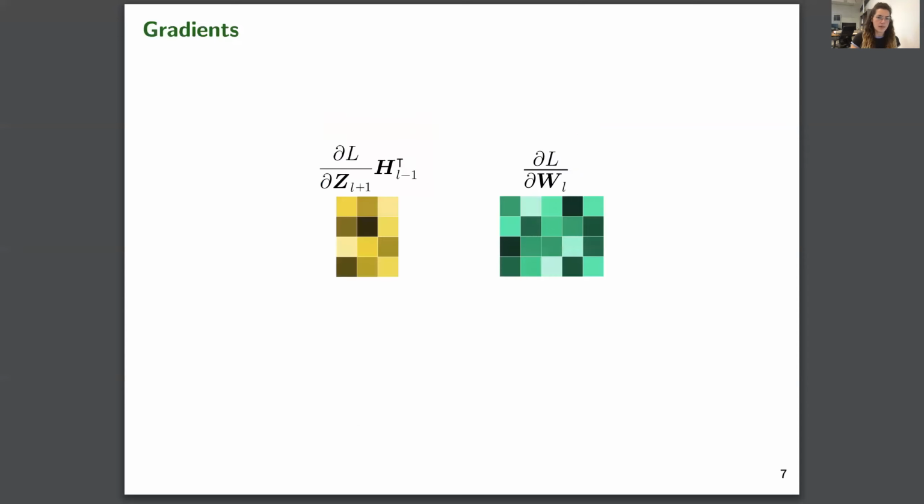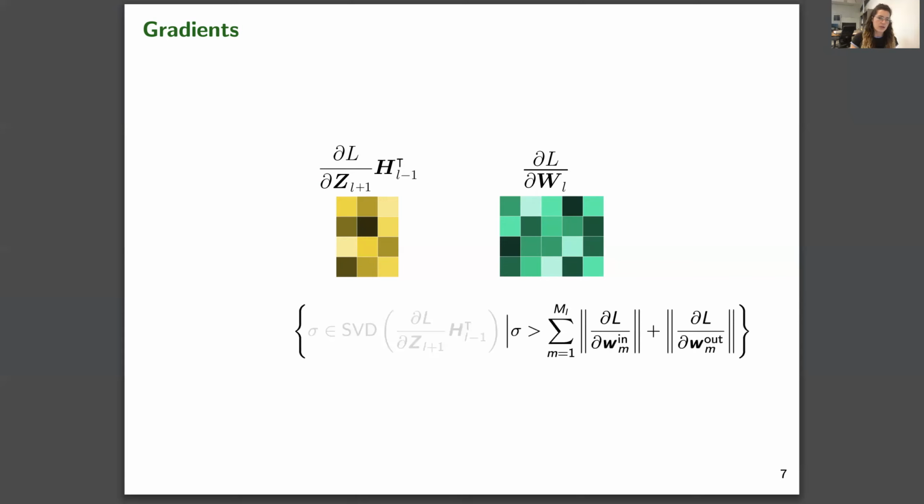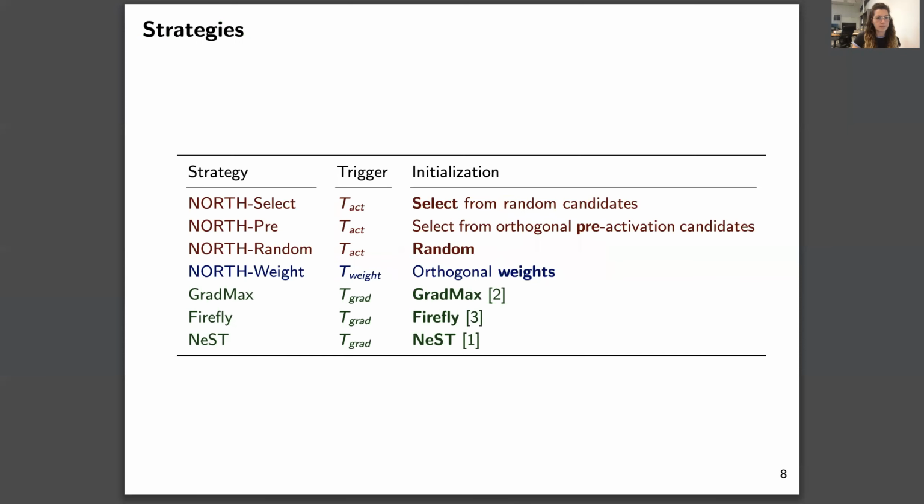In order to compare our dynamic neurogenesis strategies based on activations or weights to the initializations proposed in previous works, we also designed a gradient-based trigger. The authors of GradMax previously showed that the singular values of the auxiliary gradient matrix are the largest potential gradient norms of new neurons. So we compare these to the gradient norm of the existing neurons to define our gradient-based trigger. Here we summarize the strategies that we will compare empirically.